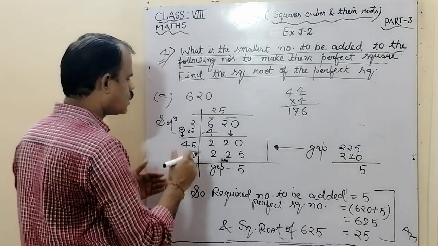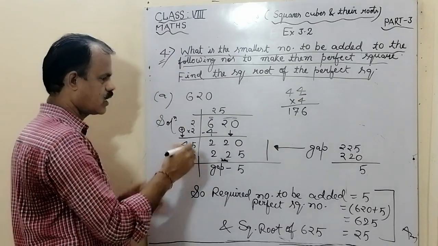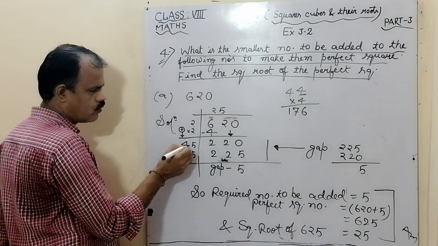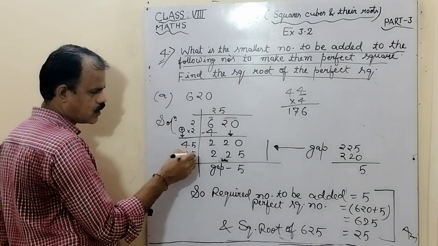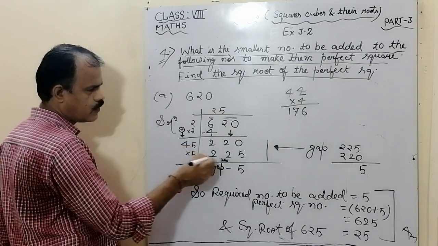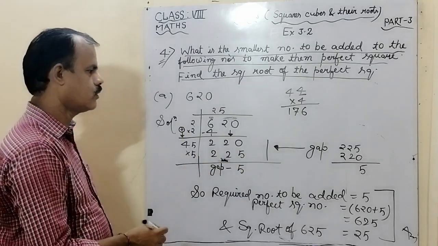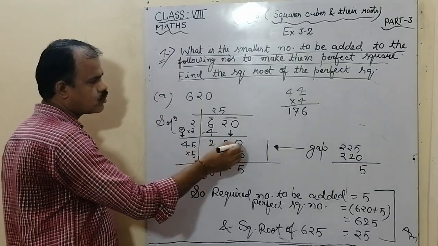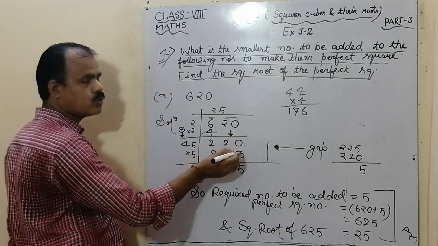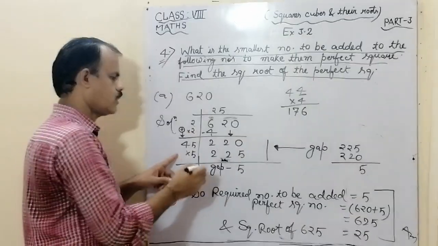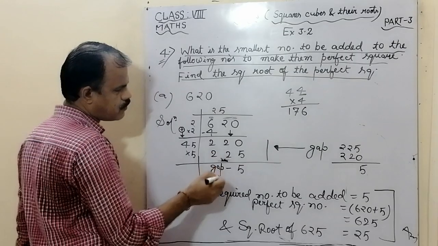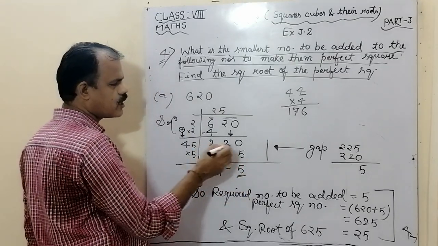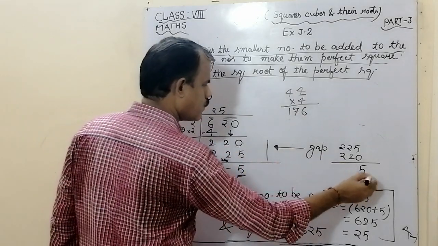So we have to take a greater number. We take 5, so 45, and here also 5: 45 times 5 is 225. We have to take the greater number. Here 220 is there, and we take 225. So you see the gap is 5, because 225 minus 220, the gap is 5.